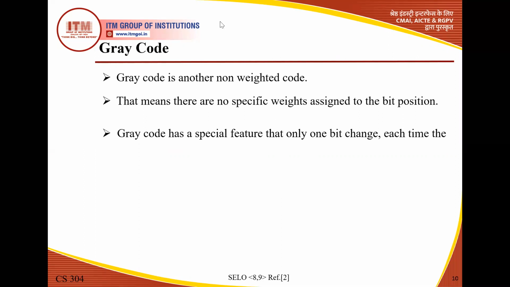When we compare, gray code has a special feature that only one bit changes. When we concentrate on two consecutive gray codes, there is only a single bit change. It is the special feature of the gray code.